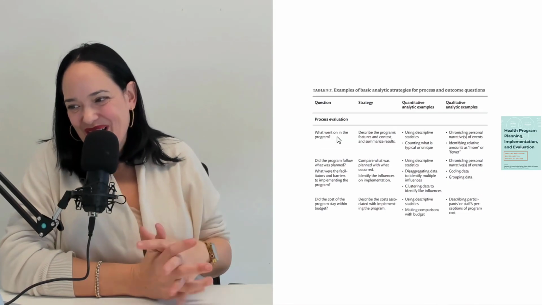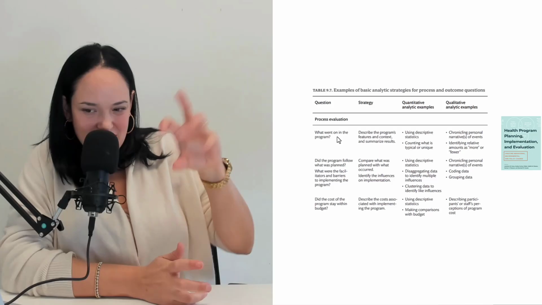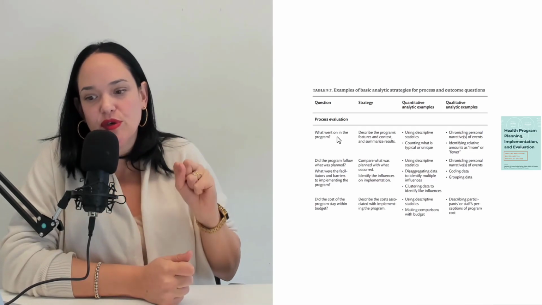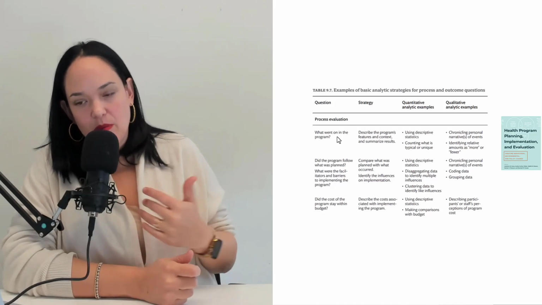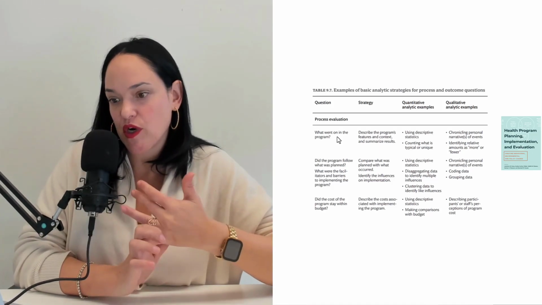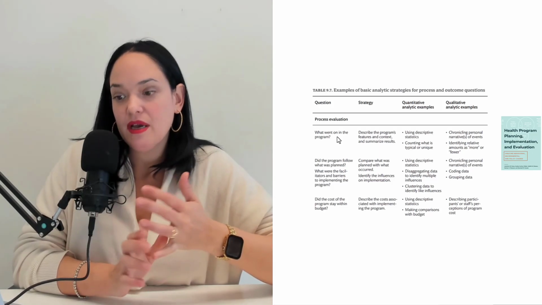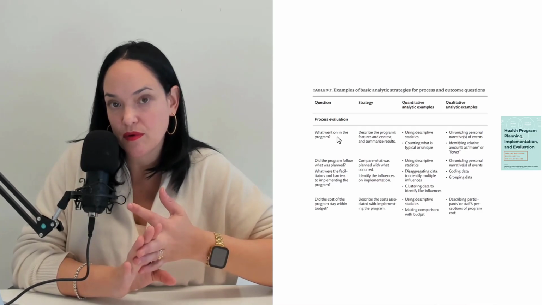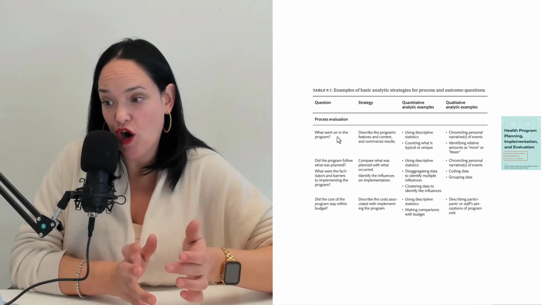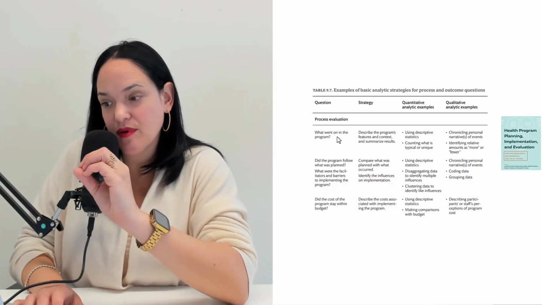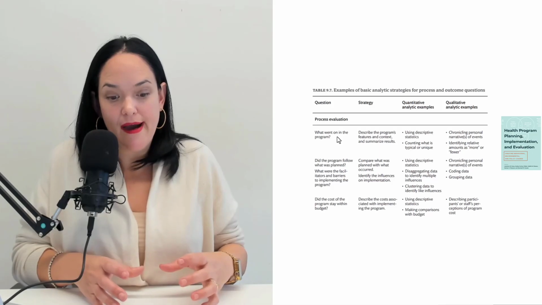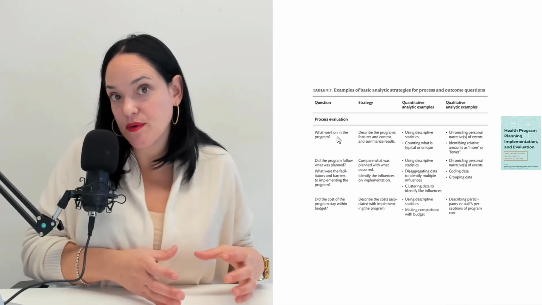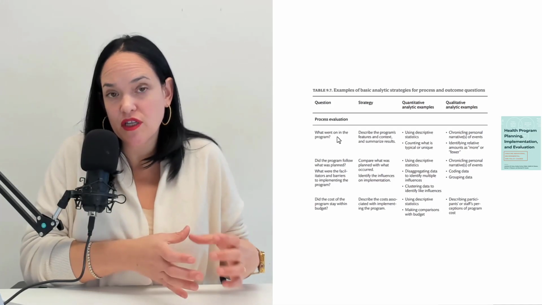And this slide, also from Health Program Planning Implementation Evaluation, where I've taken all my screenshots from for this particular unit, gives you some other ideas about process evaluation. So let's look at some of the process evaluation questions. What went on in the program? Did the program follow what was planned? What were the facilitators and barriers to implementing the program? And some questions around cost as well. And this slide also gives you some qualitative and quantitative analytic examples that gives you insights of how you can analyze the data you collect. So it gives you some ideas about strategies for collecting data as well as analyzing that data.